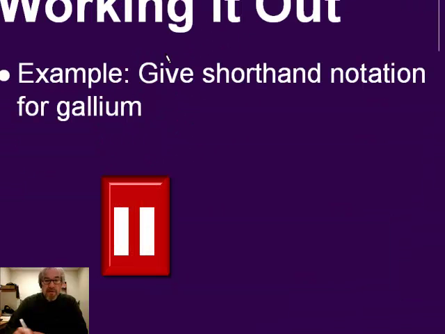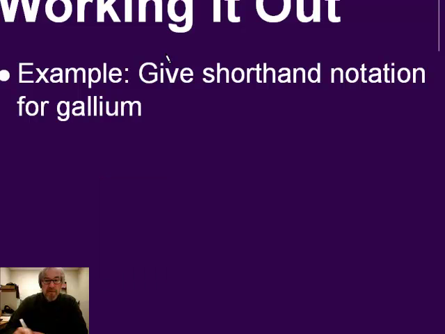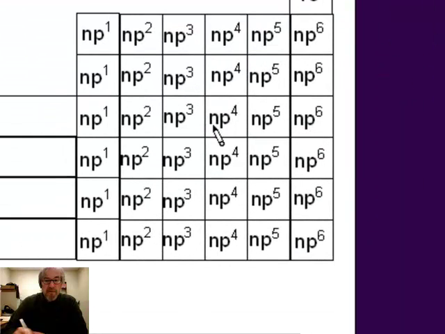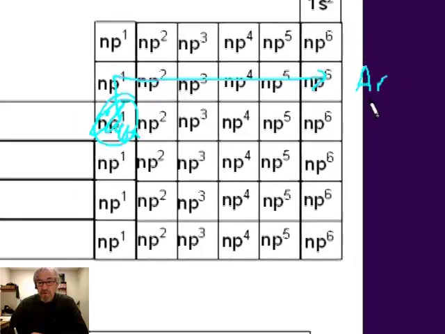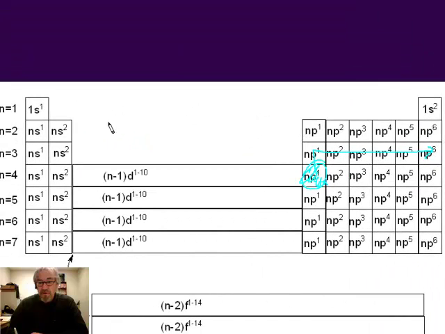Try gallium. Well, gallium is right below aluminum, right there. That's the location of gallium, and that's my target. To find the previous noble gas, I go up and over to the right. It's the 3rd noble gas, and that's argon. So in square brackets, I start out by writing argon.